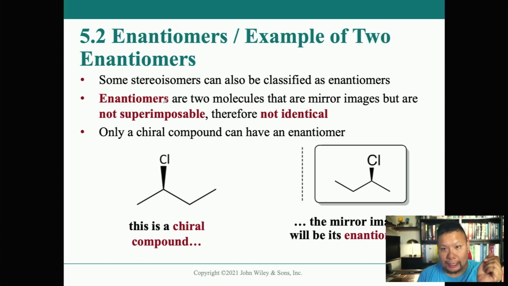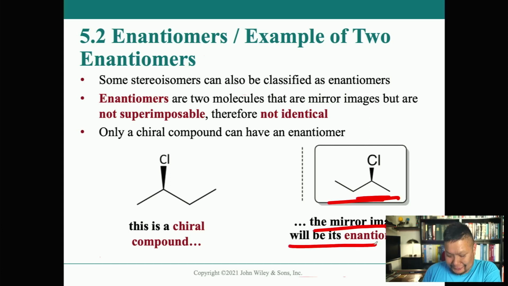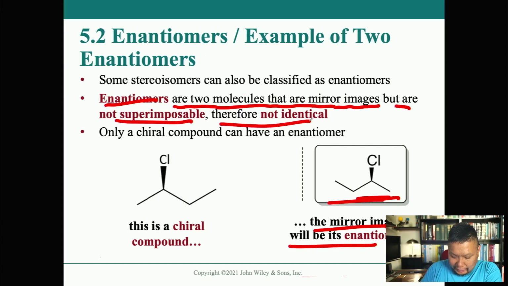Oh, crap, I did it again. I didn't know they were going to draw it for you. Anyway, so yes, these are enantiomers of each other. The mirror image will be its enantiomer. That says enantiomer, right? This word right here. Enantiomers are 2 molecules that are mirror images but are not superimposable. Therefore, they're not identical. Only a chiral compound can have an enantiomer.